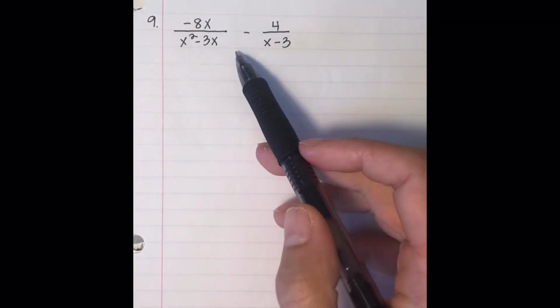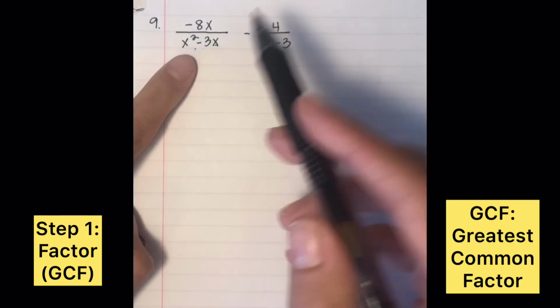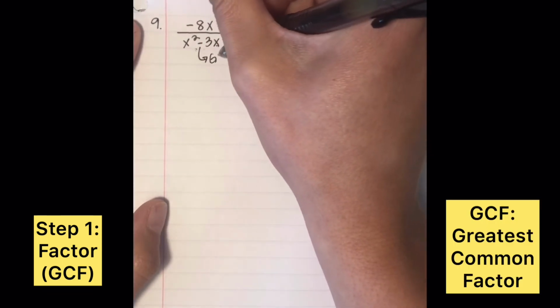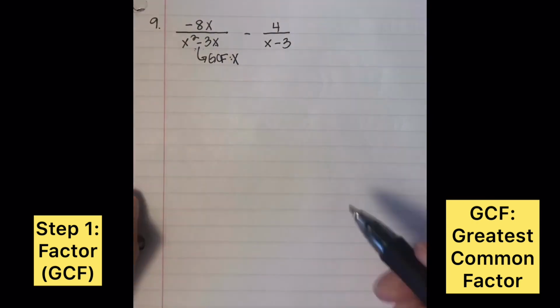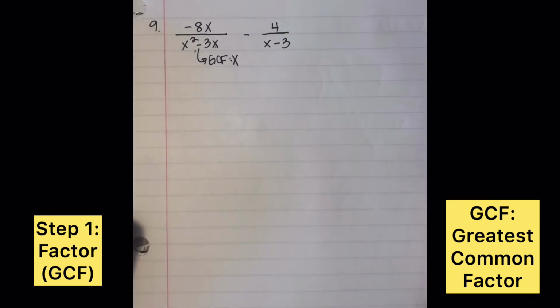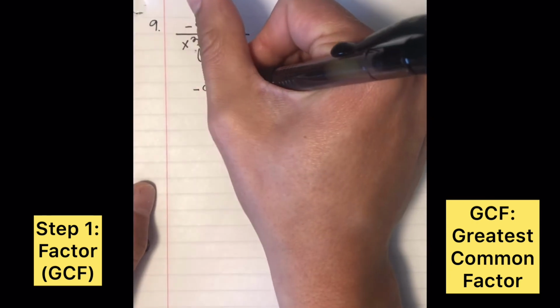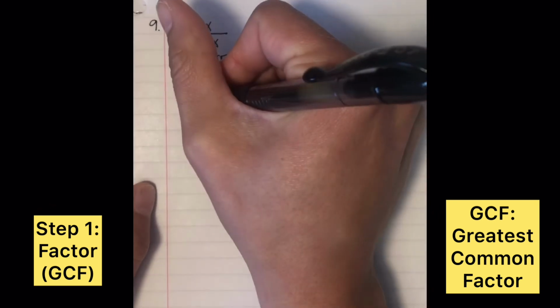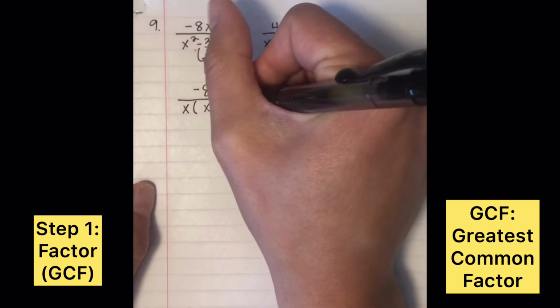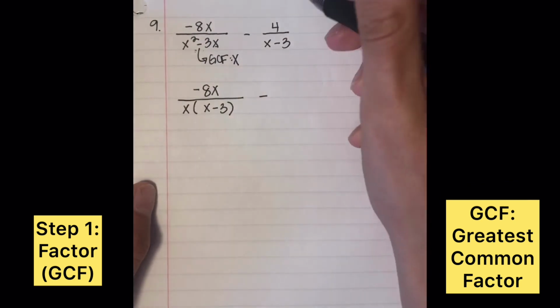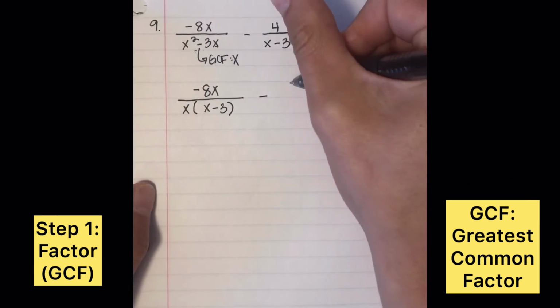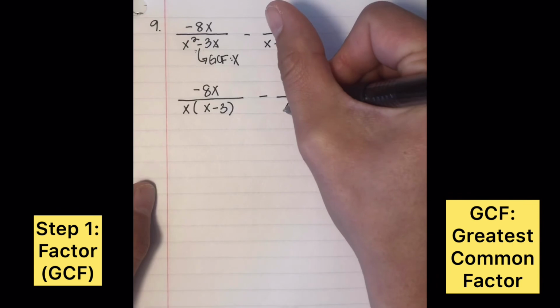Number 9, negative 8x over x squared minus 3x minus 4 over x minus 3. We're subtracting. We need to find the least common denominator, but I notice here we have a GCF of x. Okay, so before we start, it's going to be easier if we just go ahead and take care of that now. So I have negative 8x over, if I take out the x, I'm left with x minus 3, minus x minus 3 on this side does not factor, so we're just going to rewrite 4 over x minus 3.